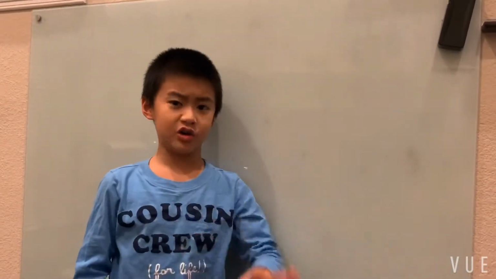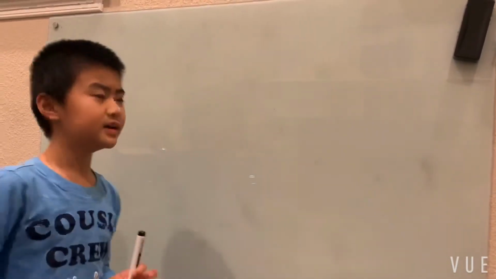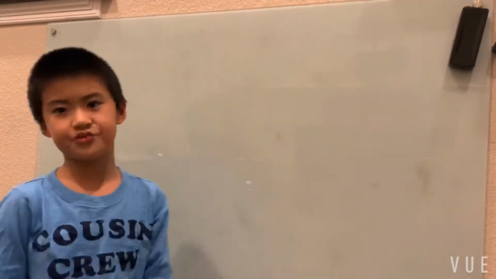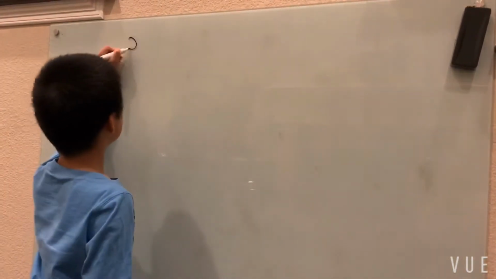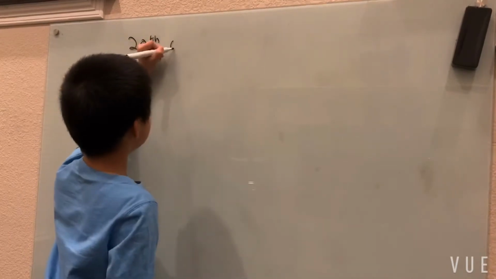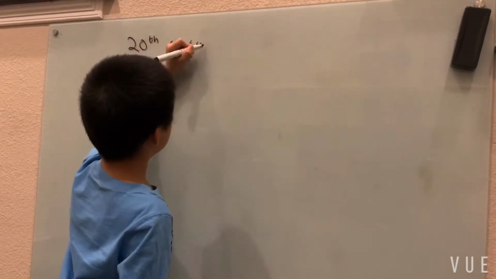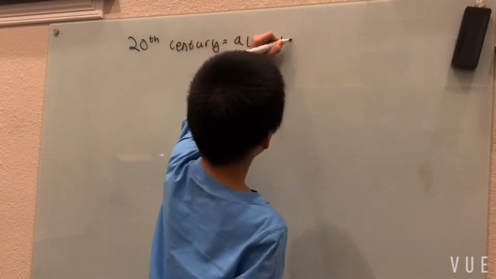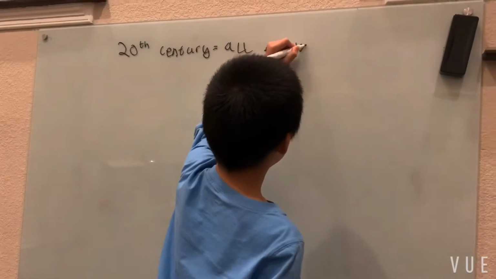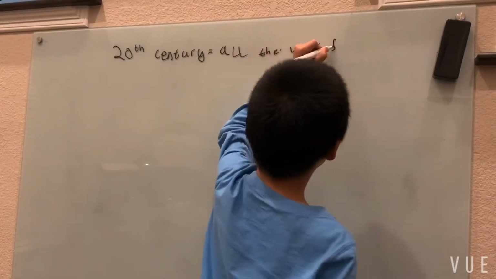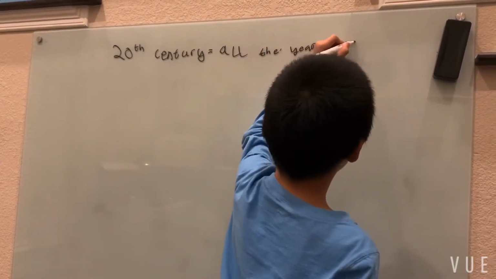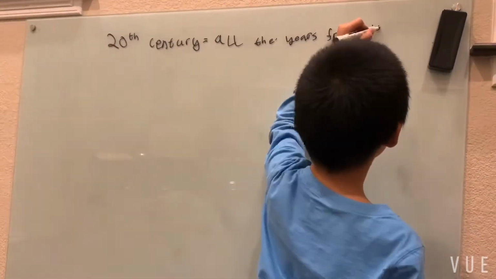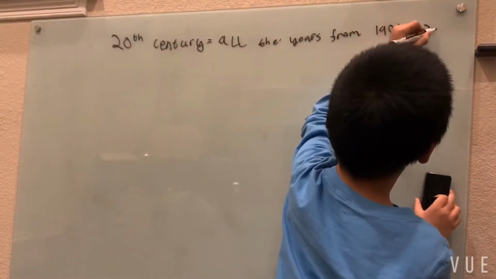Figure out which year in the 20th century was a perfect square. There's only one. So first, to solve this problem, we have to define what the 20th century is. It's all the years from, well, I'm just going to write down all this information in words, 1901 all the way to 2000.